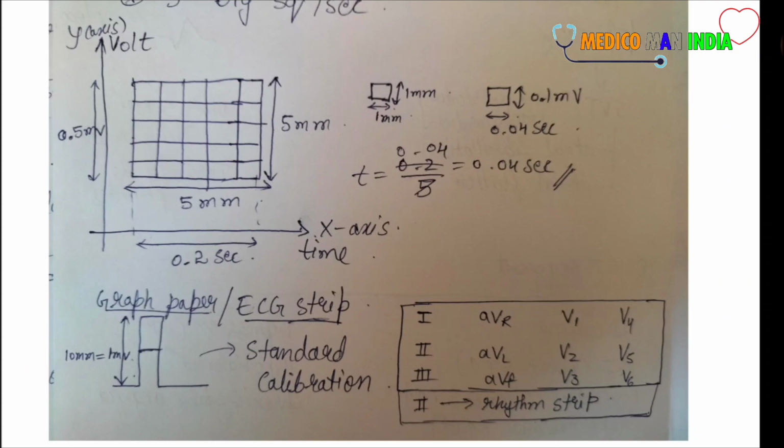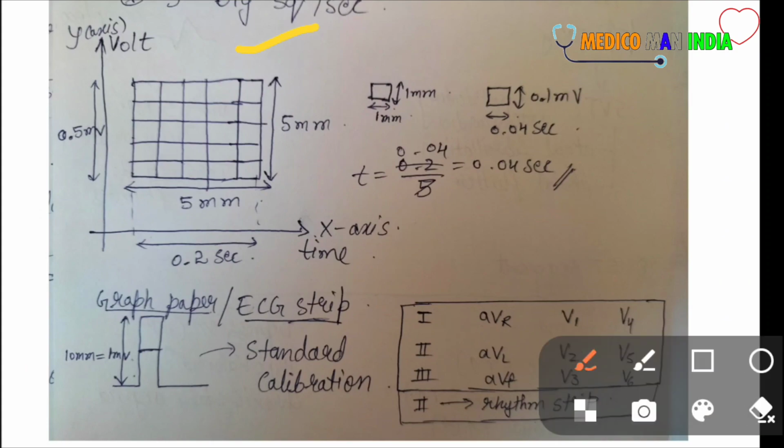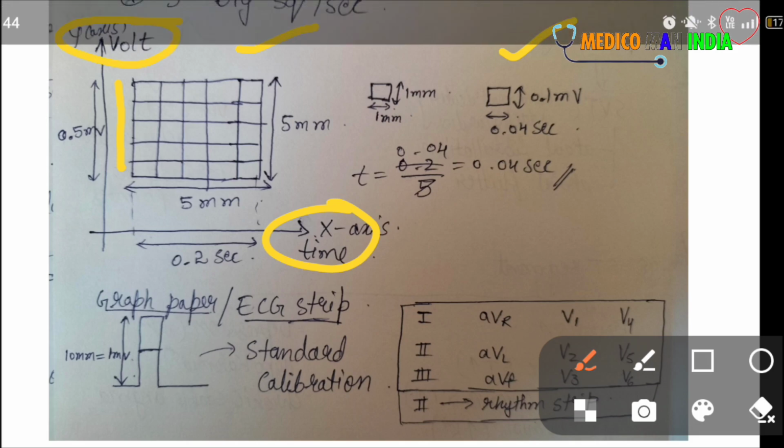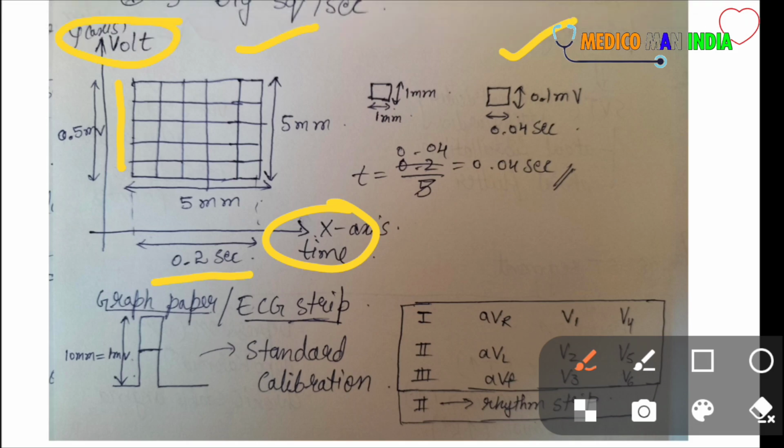This is one big square and this is a small square. One big square consists of 5 small squares arranged in length and height. The overall length of one big square is 5 mm. It is 5 into 5, and on the x-axis we have taken time, and on the y-axis there is voltage. The length of 5 mm constitutes 0.2 seconds, and on this side 5 mm constitutes 0.5 millivolt. One small square is 1 mm by 1 mm. Here 1 mm indicates 0.1 millivolt and the time is 0.04 second.